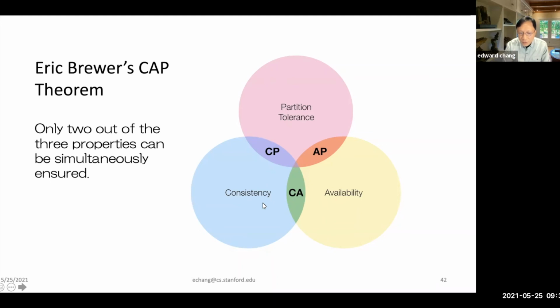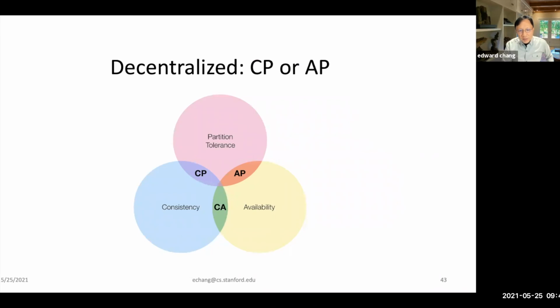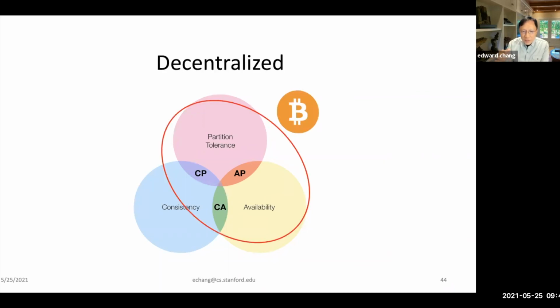The banks choose CA, right? They don't care about partition tolerance. If there's a partition, they shut down the system right away. They guarantee consistency, and when the system is consistent, they open up. They make sure it's scalable, available. So for a decentralized system, as I just summarized, we need to provide people either CP or AP. For the sake of Bitcoin, they provide this A and P because Bitcoin wants to be available all the time, and they also want to allow the network to be partitioned, but they sacrifice consistency.